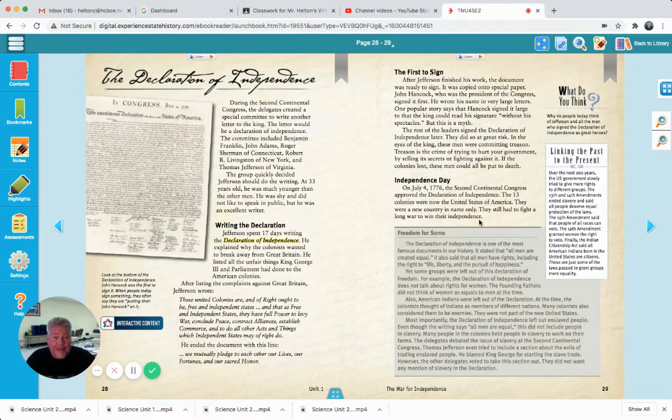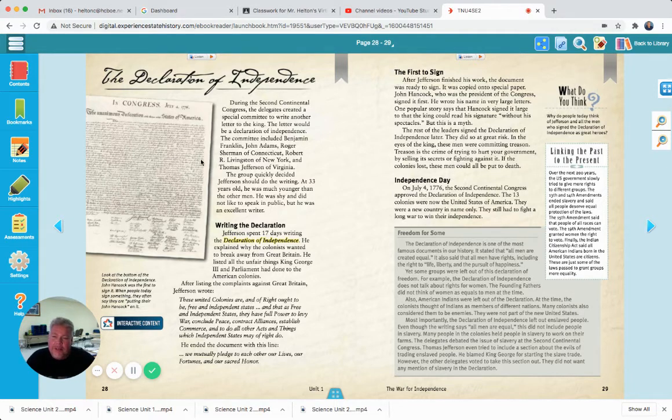They were so angry about everything that had happened to them, all the taxes, all the unfair rules. And then they decided to say that all men are free and ought to be free from a tyrannical rule. That means like a king telling them what they should do.